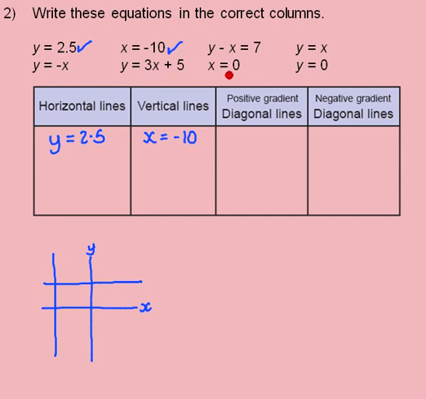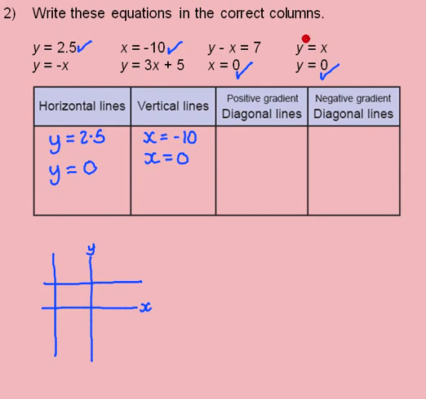X equals 0 confuses a lot of people, but because it's x equals something, it's actually a vertical line, and it's here. It's actually another name for the y-axis. So x equals 0 is a vertical line. In a similar way, y equals 0 is a horizontal line, and that's actually the x-axis.